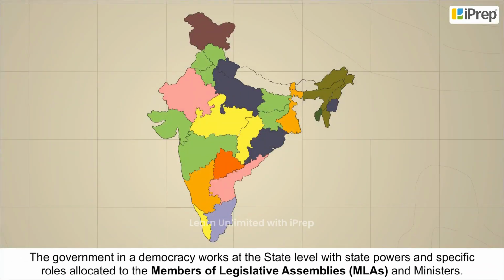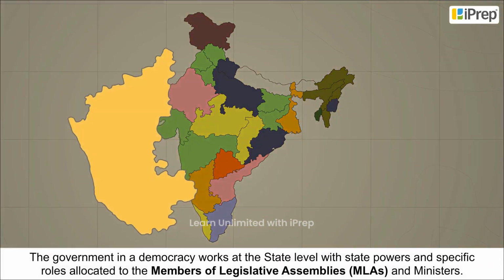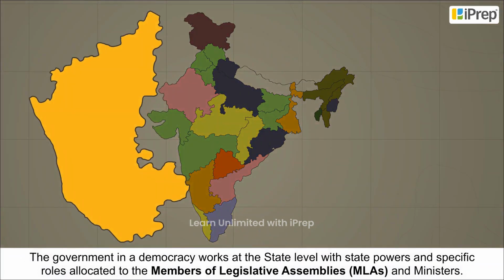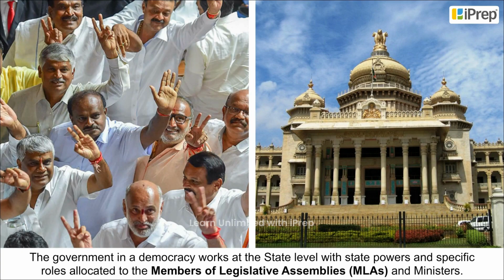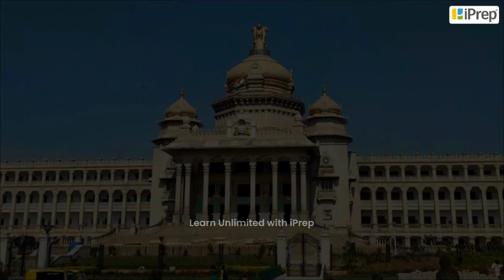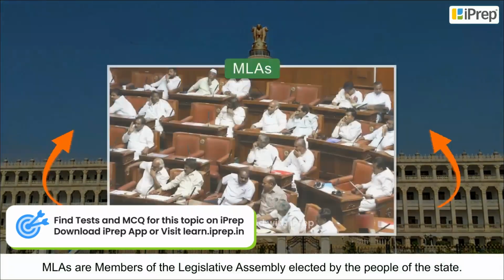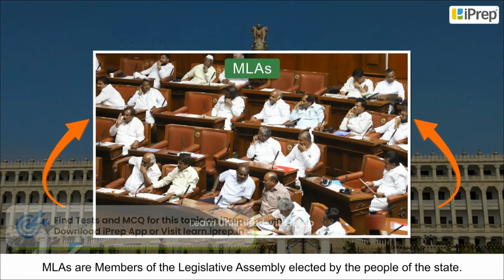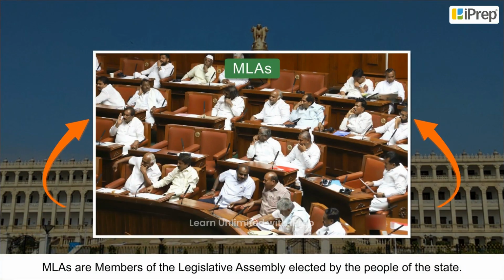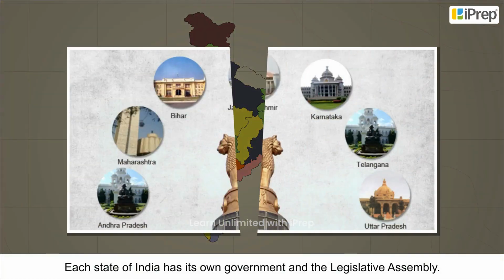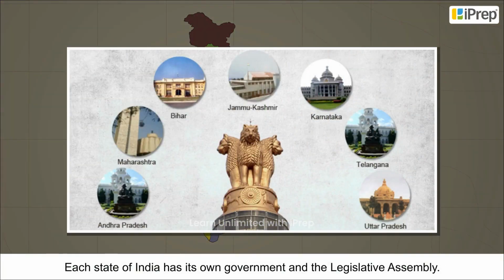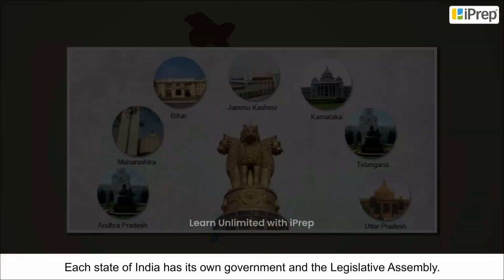The government in a democracy works at the state level with state powers and specific roles allocated to the members of legislative assemblies, MLAs, and ministers. MLAs are members of the Legislative Assembly elected by the people of the state. Each state of India has its own government and the Legislative Assembly.